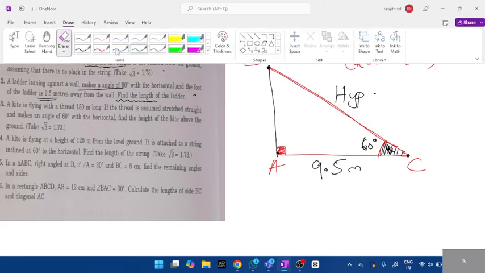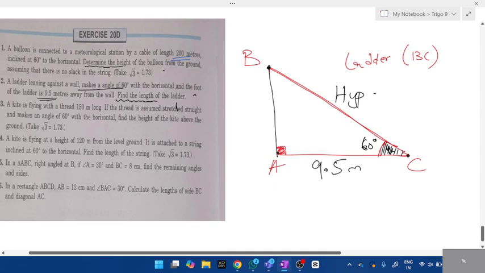Find the length of what? Second question, ladder. Yeah, what is the ladder? Find the length of the ladder. According to this, the ladder is the hypotenuse, right? The hypotenuse you have to find. According to this 60-degree angle C, which angle is given here? Which side is given? 9.5. AC is given.